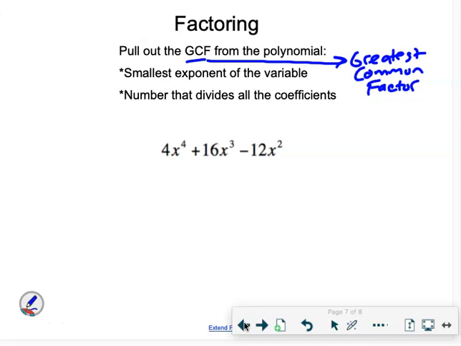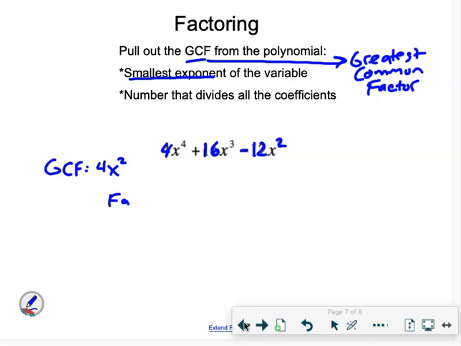Okay, so for numbers first, we have 4, we have 16, and we have 12, negative 12. 4 goes into all of those. So I'm going to just write the GCF first. I know 4 is part of the GCF. And then x goes into all of them. Specifically, they all have at least an x squared. So we're taking that smallest exponent and putting that into the GCF.